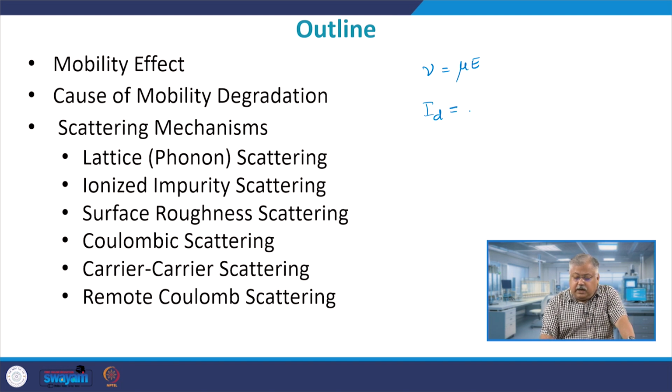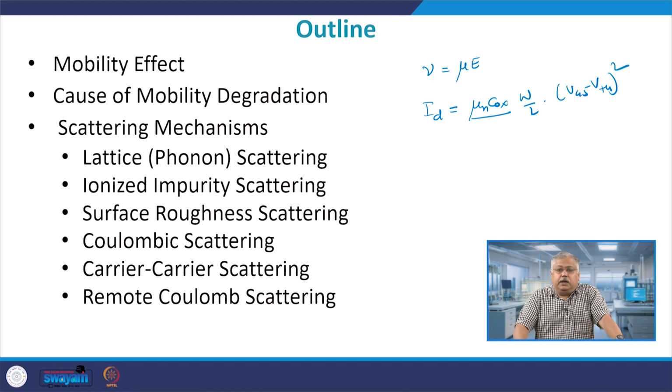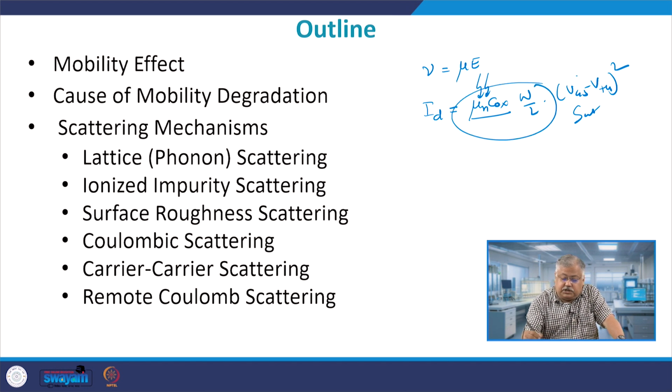If you plot current, it is mu times Cox, if it is an N type, into W by L into Vgs minus Vth whole square. This is Vgs minus Vth whole square, which is saturation. And we say that mobility is constant, and therefore, we say that this quantity is a constant, it only depends on the value of Vgs, but not in reality. What we will see now is that this mobility, which we were assuming to be held constant, is in reality not so. Its value goes on varying with respect to this.